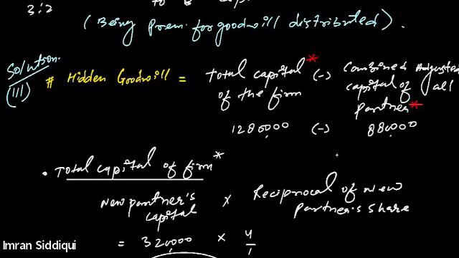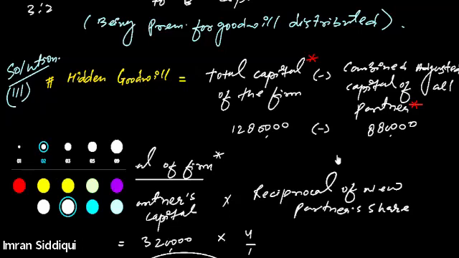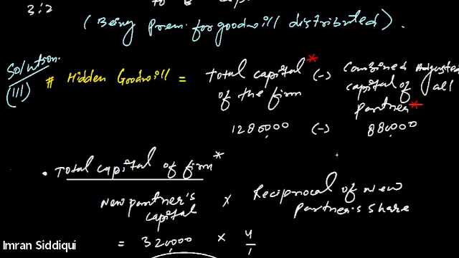Now, after subtracting it, you will get the value of the goodwill. So 12,80,000 minus 8,80,000 will be, tell me how much it will be? It will be 4 lakh. Yes, sir. 4 lakh is the value of the goodwill of the firm, the hidden goodwill of the firm. Is that correct? Yes, sir.